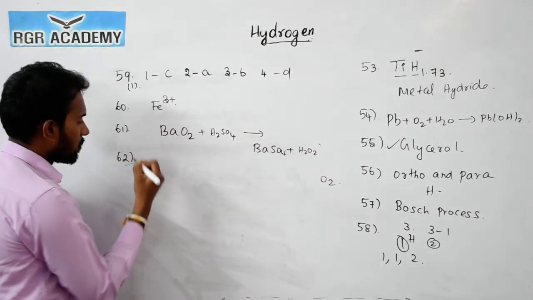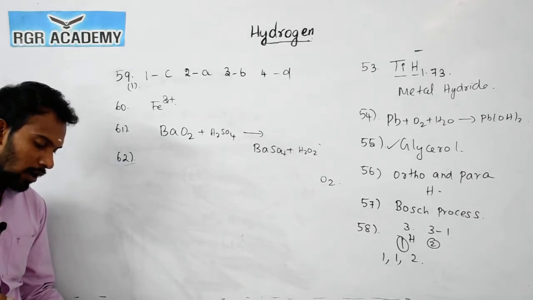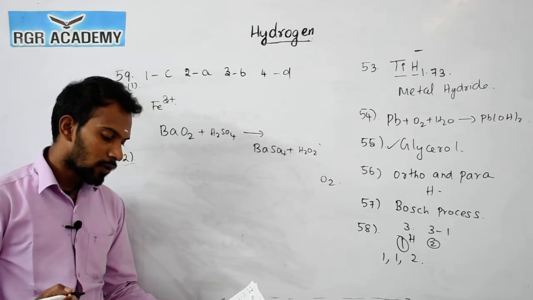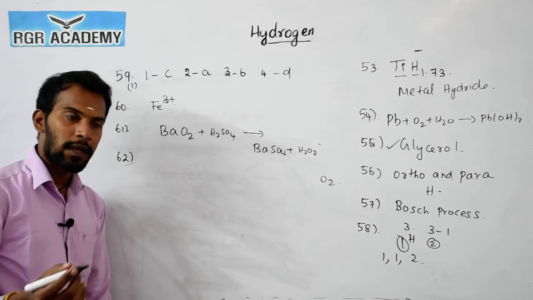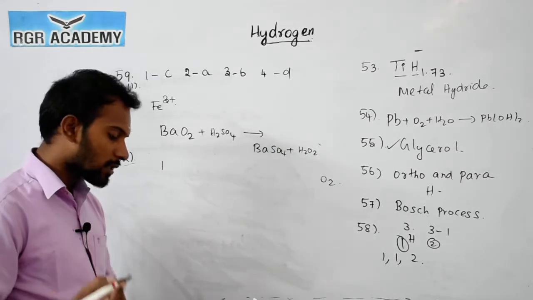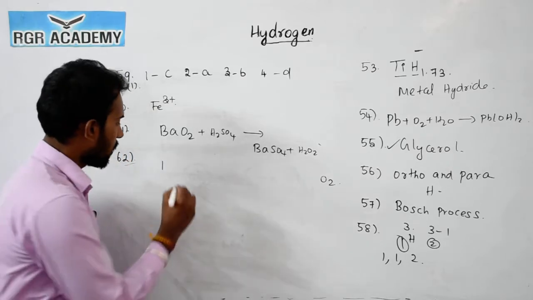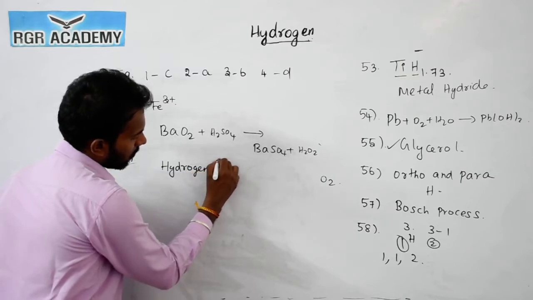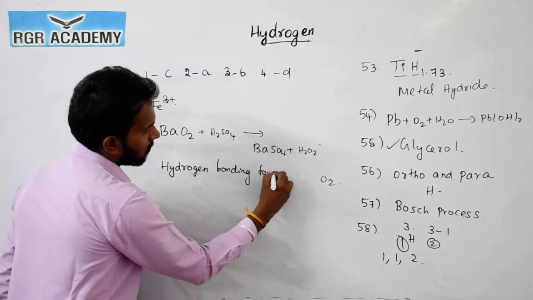Now question number 62. When two ice cubes are present, a unit will form. For example, ice cubes have molecules with hydrogen bonding, which responds to the force, so it is called hydrogen bonding formation.